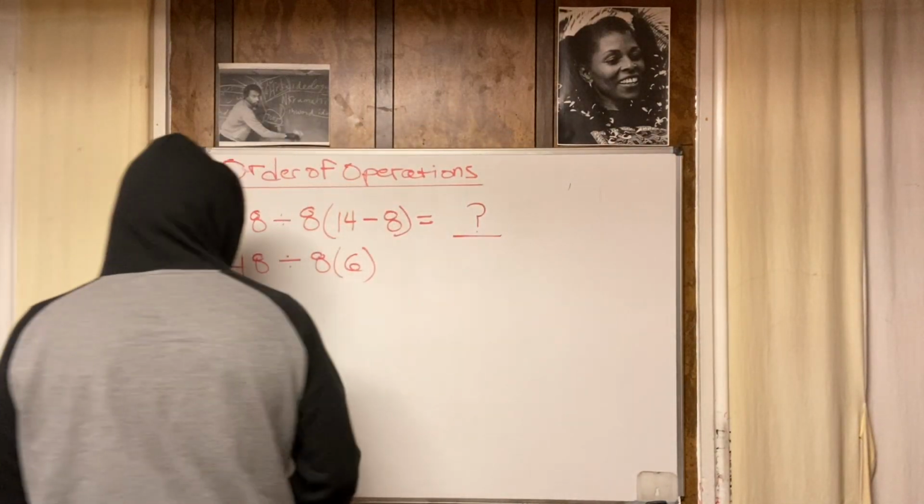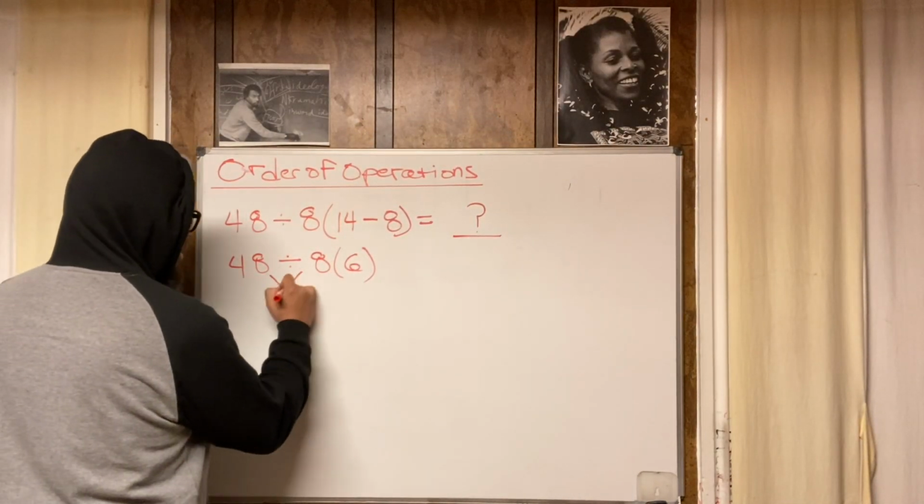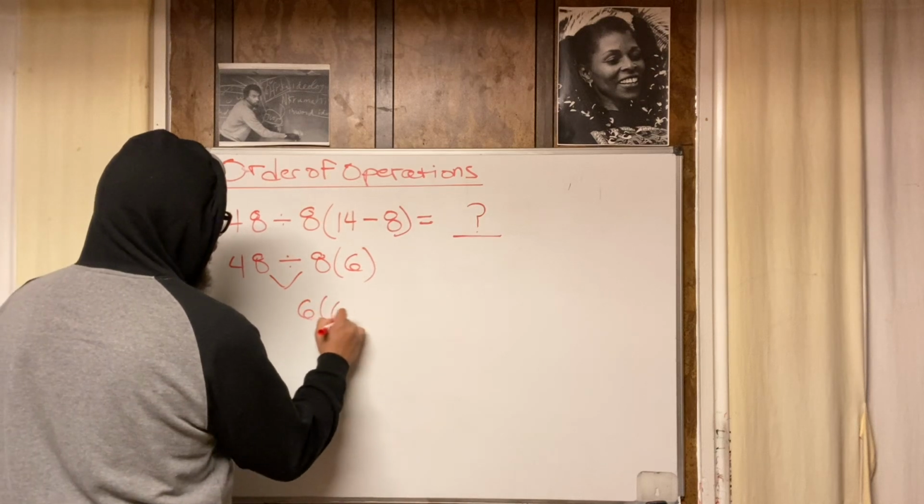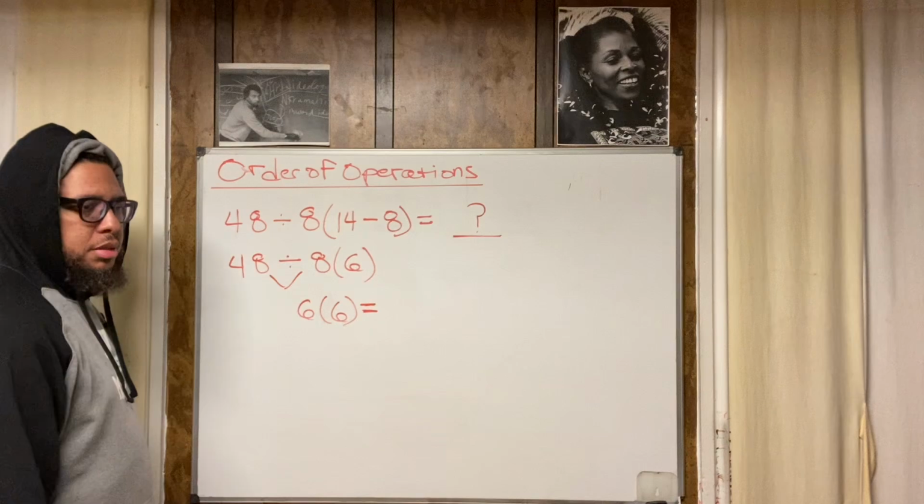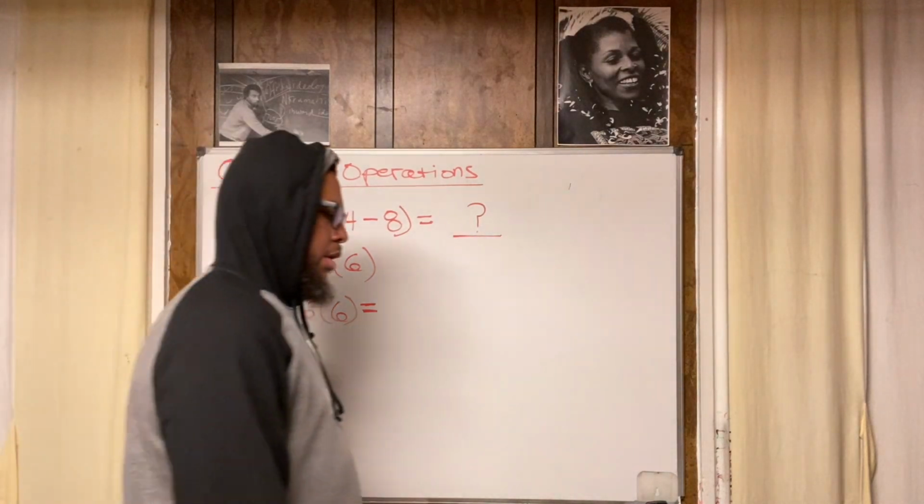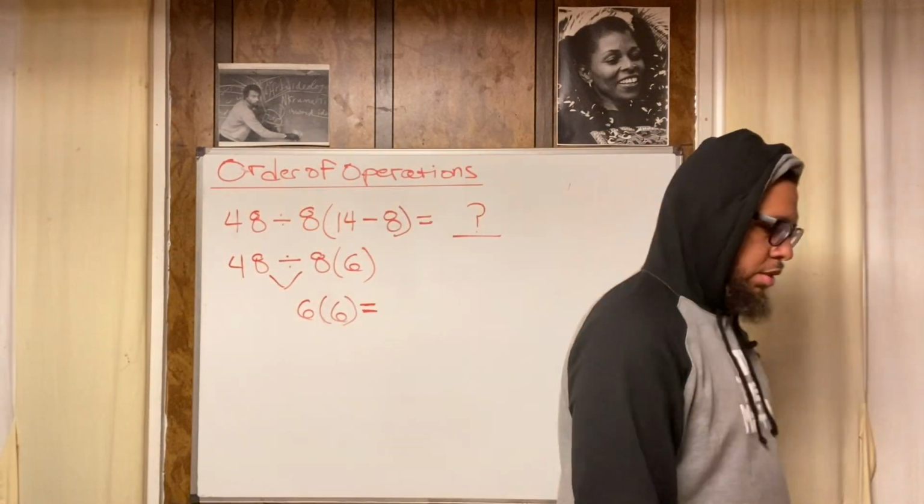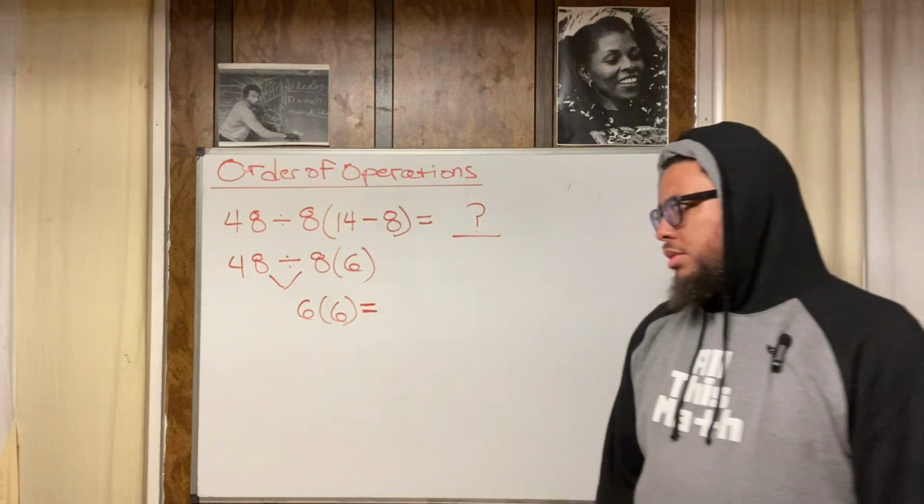So if 48 divided by 8 is 6, this part becomes 6. Now you're left with, what's the last step? Multiply. Multiply what? 6 times 6. What's that product? 36. Right.